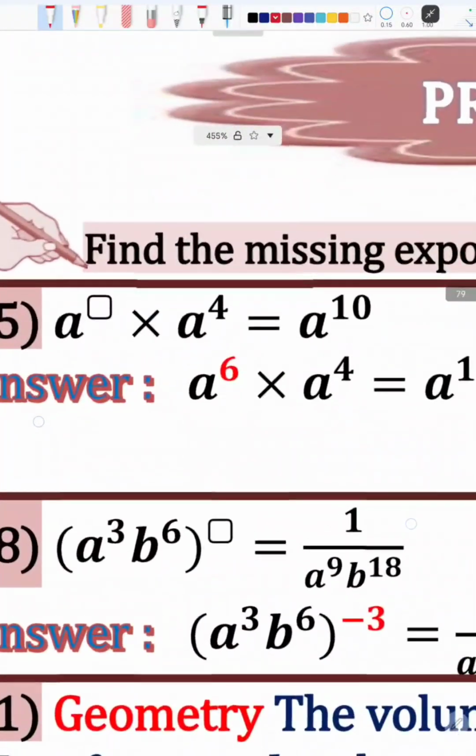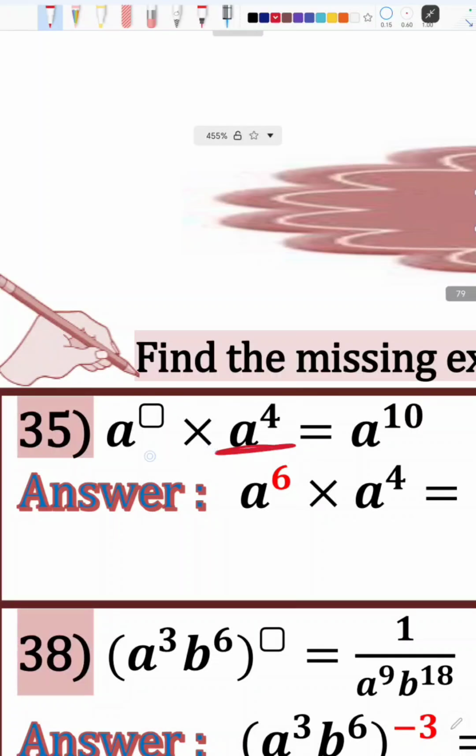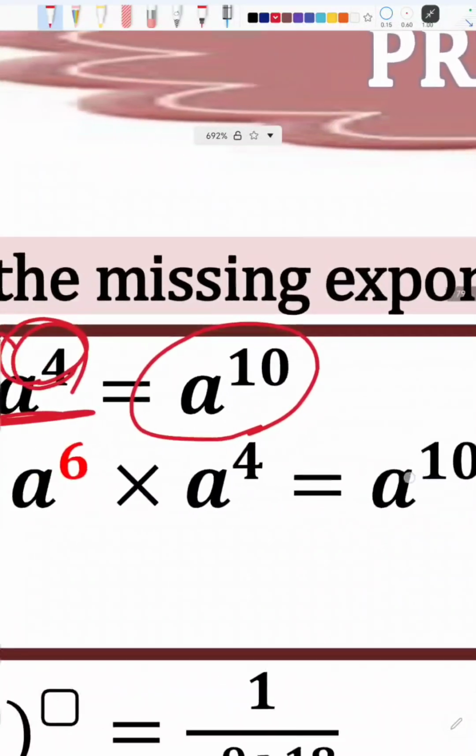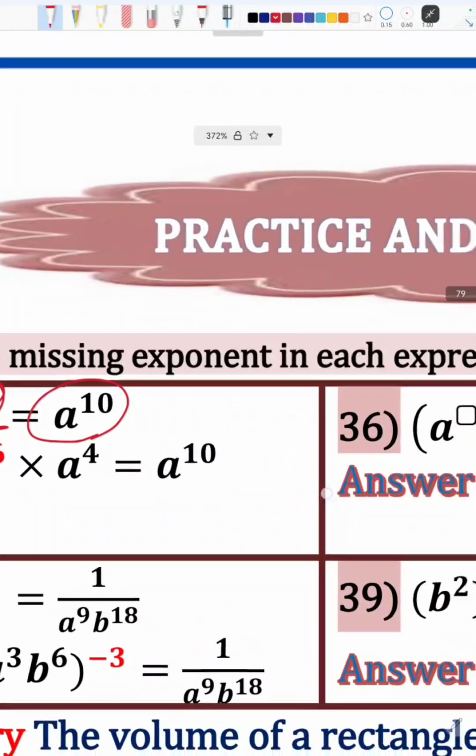Now, what do we have? As you can see, we have the same base, okay? And when you have the same base, you have to add the exponents. In the result, we have a power 10. So 4 plus what equals to 10? Of course, 4 plus 6. So we're going to write 6 here, okay? They tell us to find the missing exponent.